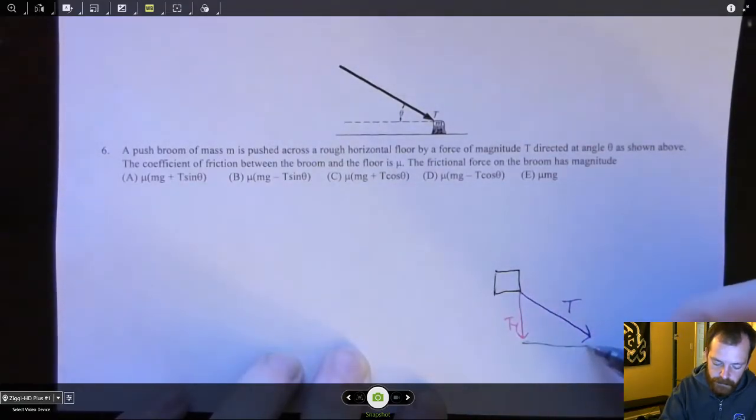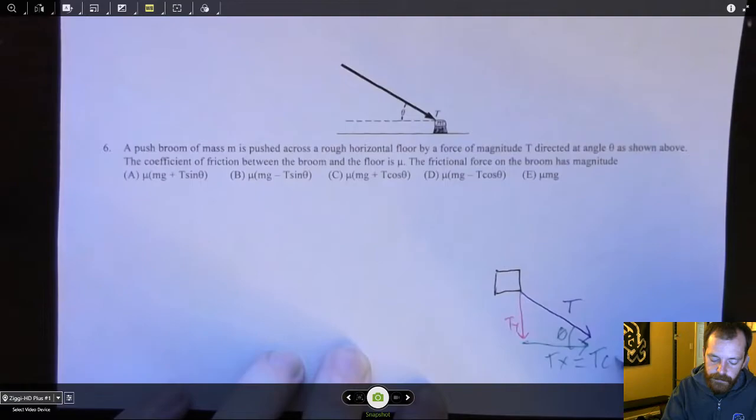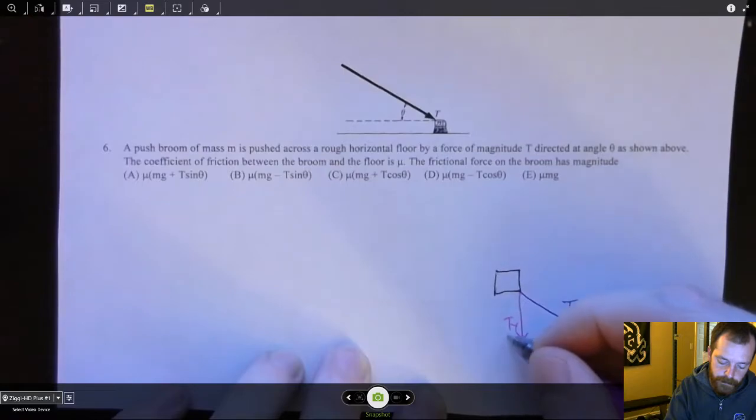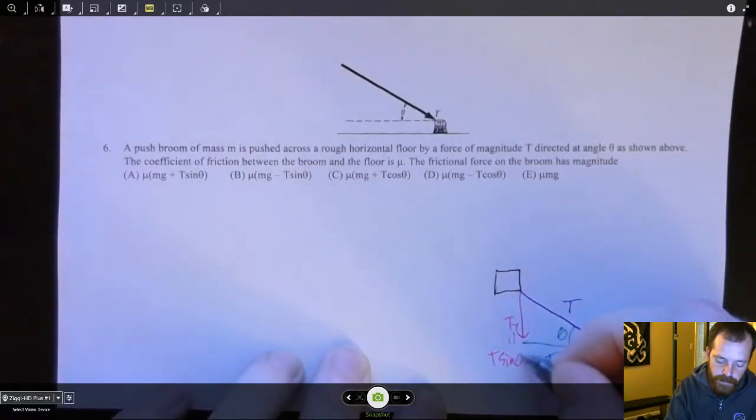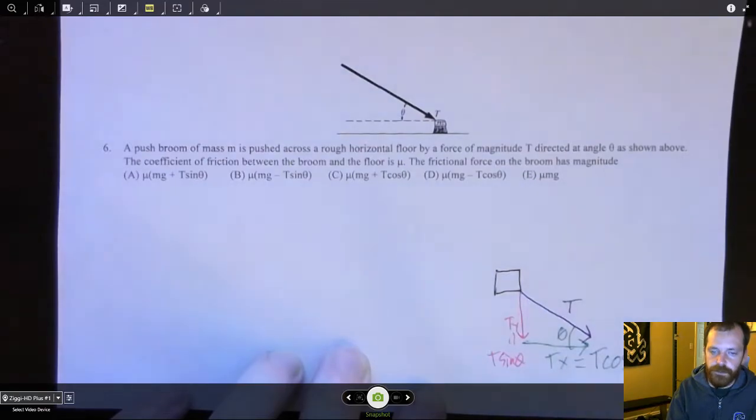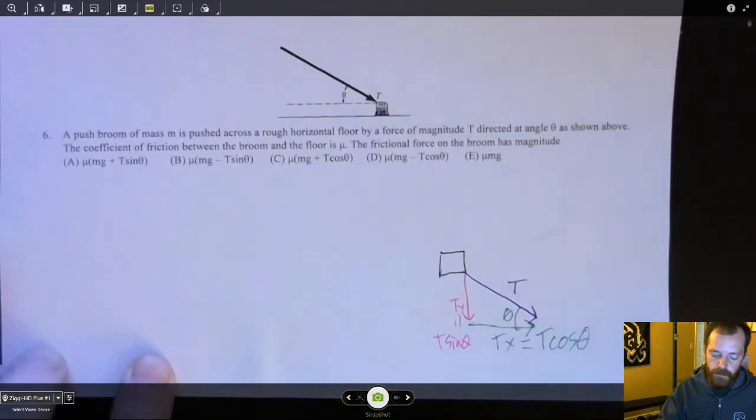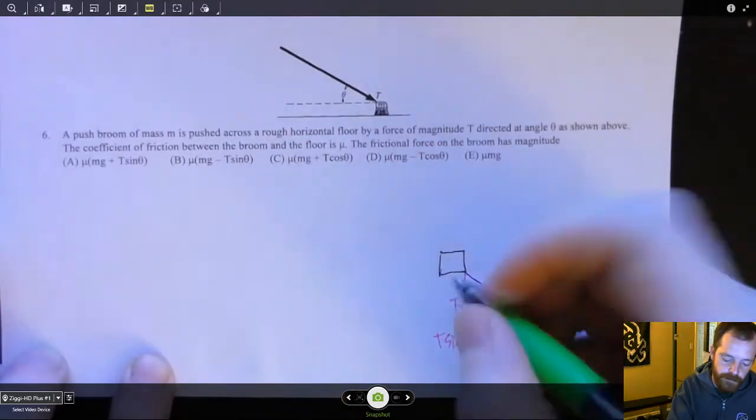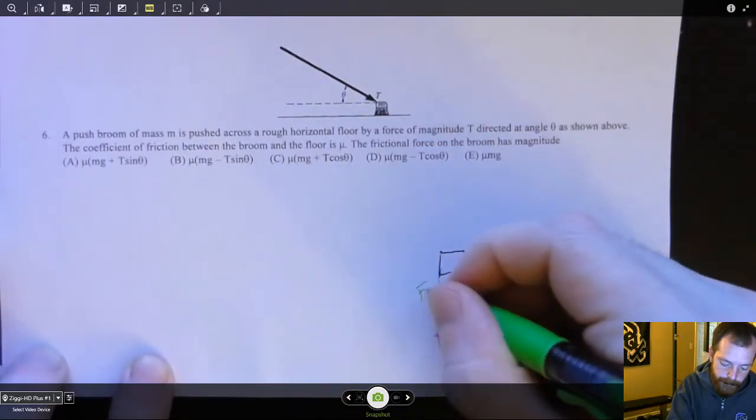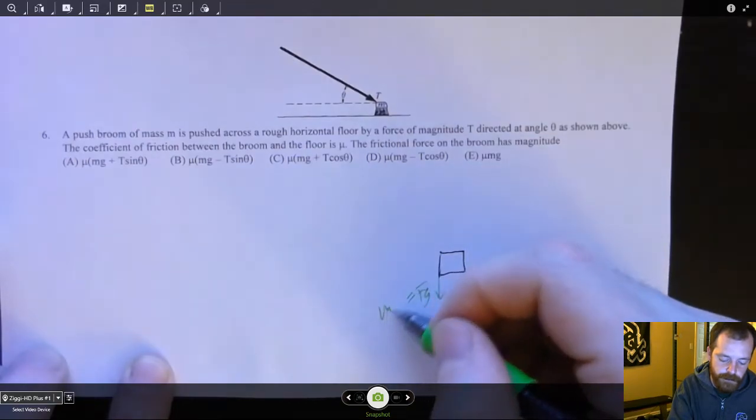And we could break this up into Ty and Tx because we know this angle right here is theta. So Tx is going to be equal to T cosine theta, and Ty is going to be equal to T sine theta, since this is opposite and that's adjacent. All right, now we also know this box has a weight pulling down. So it has a force of gravity, which we should know by now is equal to mg.